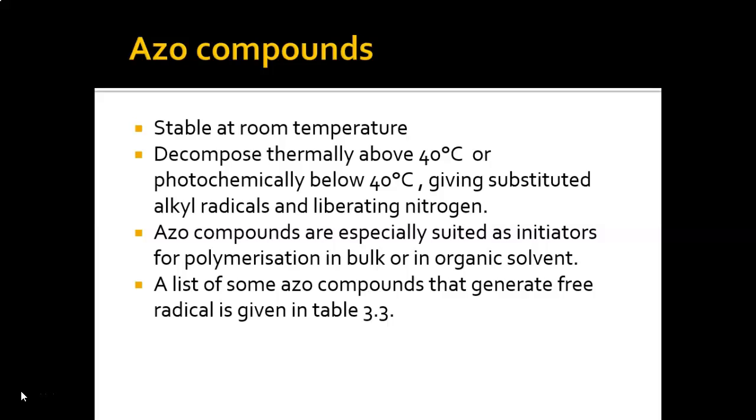And the yield of the free radical is not quantitative because of the cage effect. So the cage effect is the primary recombination and the secondary recombination of the free radical. So hence, the efficiency factor may be used to show the effective radical concentration in this reaction.